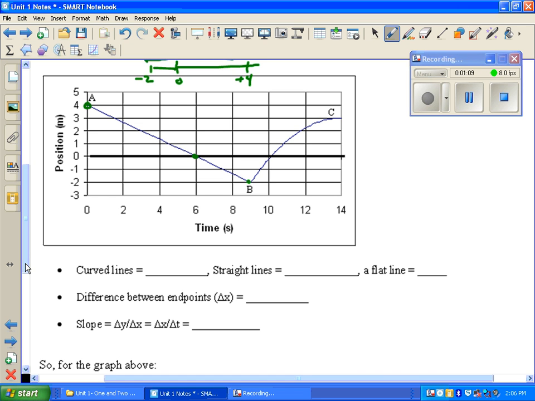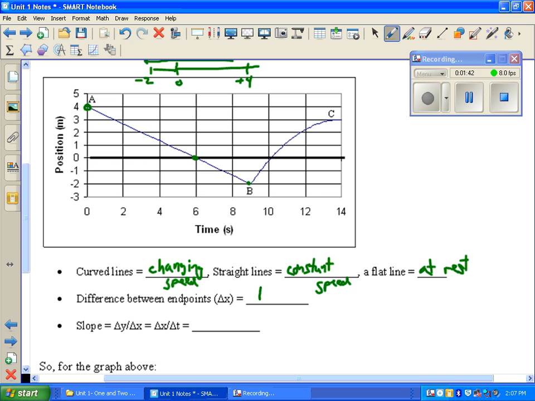All right? Now, when we look at these lines, we're going to notice some things. If it's a curved line, that means we're changing speed. And if it's a straight line, it means it's constant speed. And if it's a flat line, it is at rest. Now, for the displacement, that's the difference between the endpoints. So we're going to say the difference between the endpoints is our displacement.